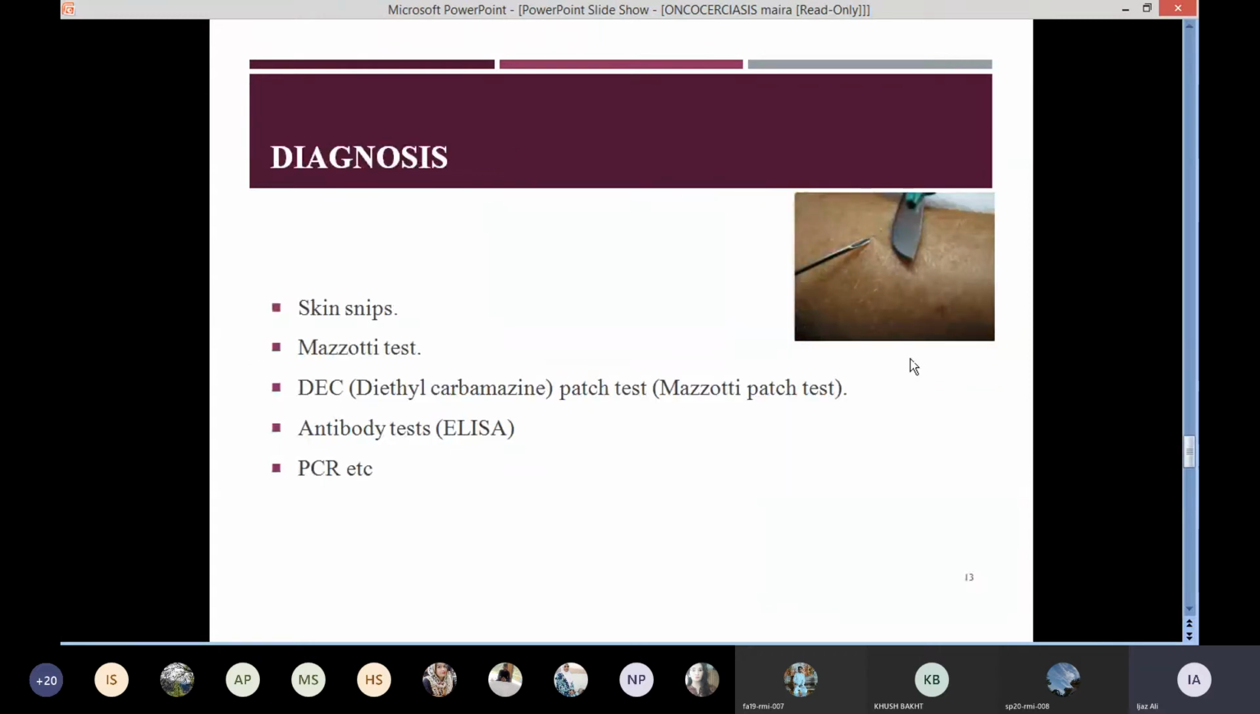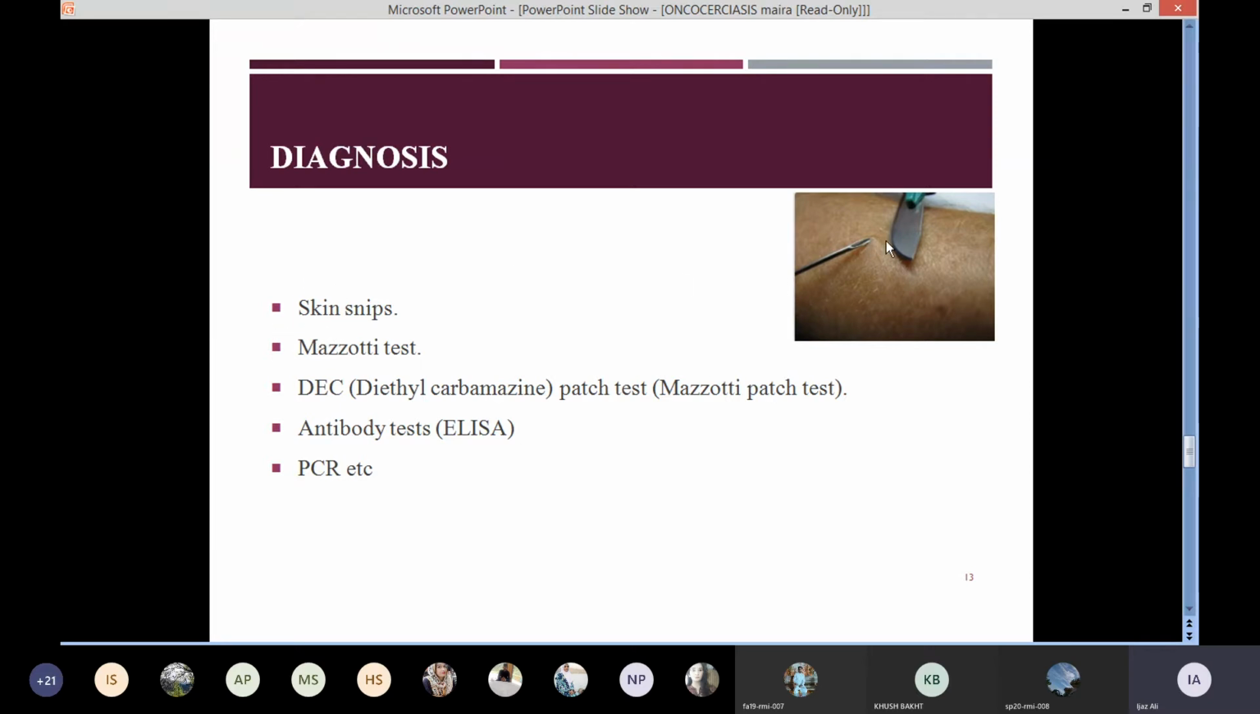How do you diagnose it? The golden approach is the skin snips. It is the gold standard. We call it the gold standard because it's the best way to diagnose it, and it can be available to many people as well. Okay, so what is a skin snip?